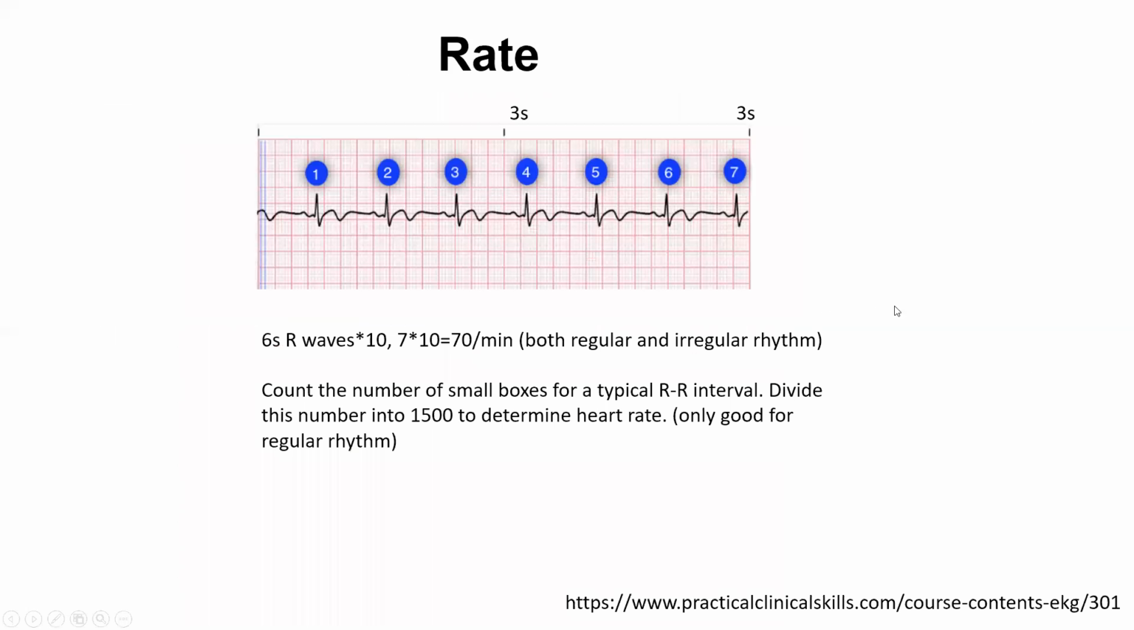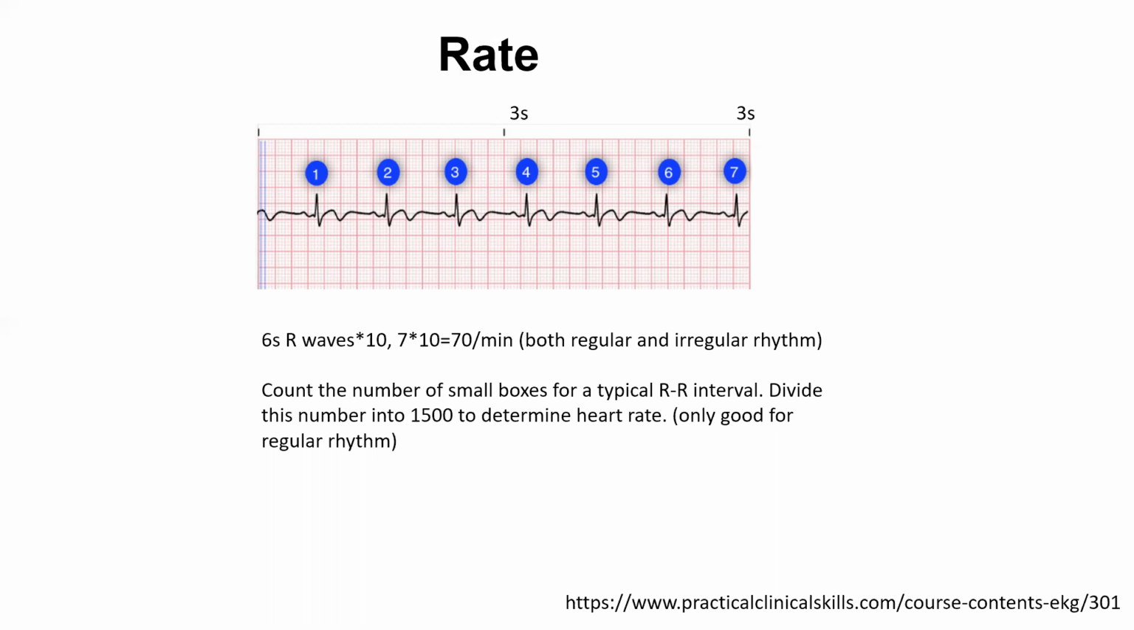The second step is how to calculate the heart rate based on the EKG. The easiest way is the 6-second R waves times 10 method. Basically, we just count the R waves within 6 seconds, and then multiply the number of R waves by 10 to get the heart rate. In this one, we see that there are 7 R waves.